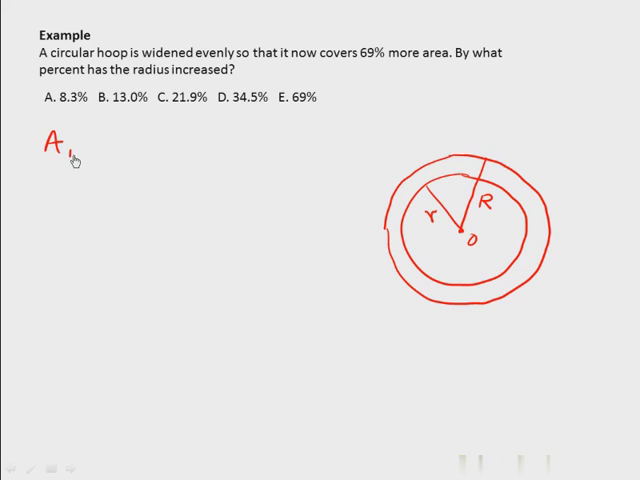So let's say the old area, area 1, was 100. And the new area, area 2, is 69% more. So it's 169. By what percent has the radius increased? So I have to get in the radius into all my calculations. So I know that original area was pi little r squared, because little r was the radius of the smaller hoop. I know that the new area is pi big R squared because I've called the new radius big R. And I know that their respective values are 100 and 169.